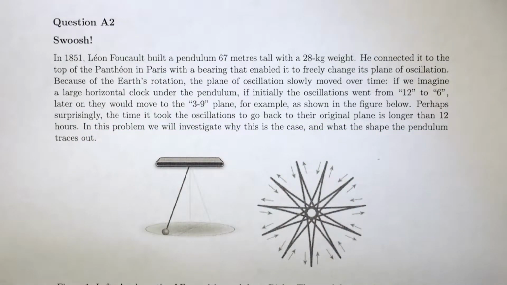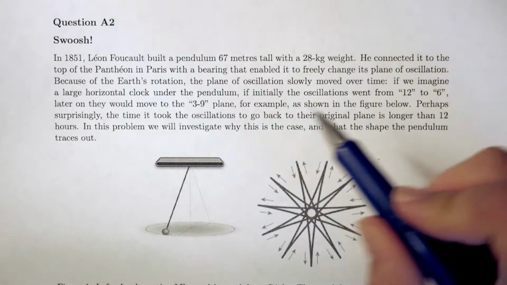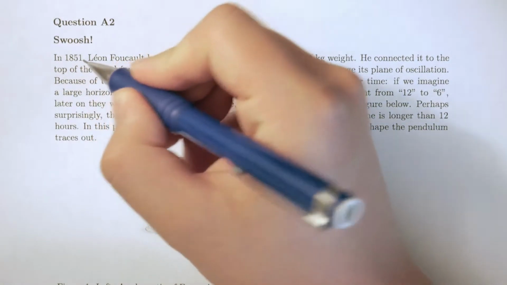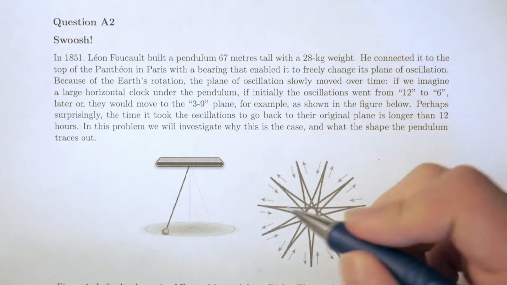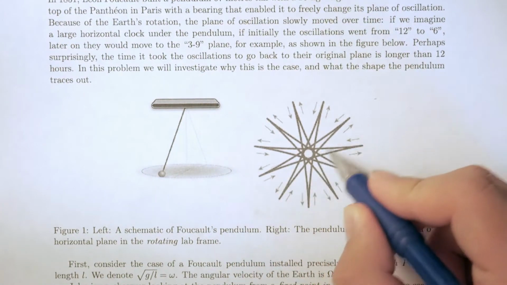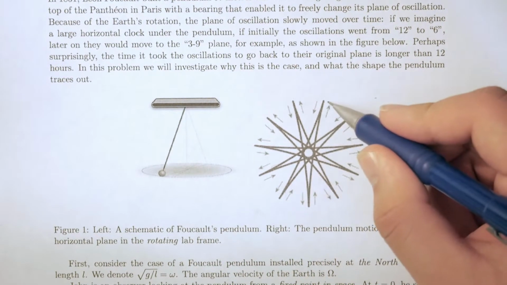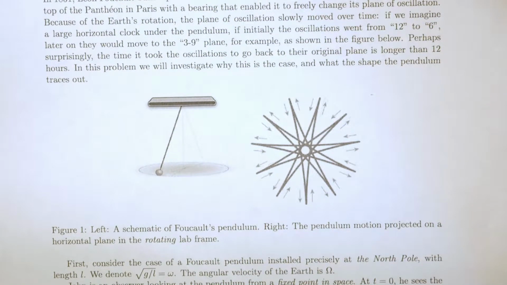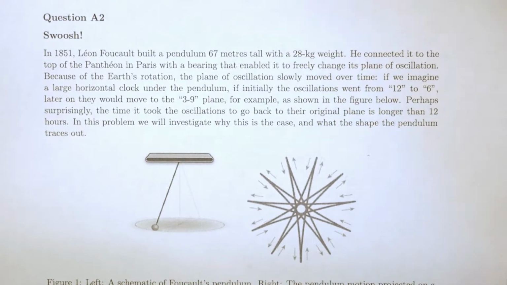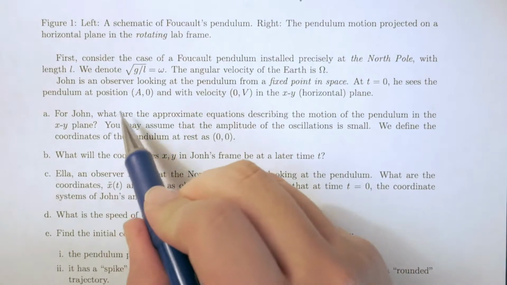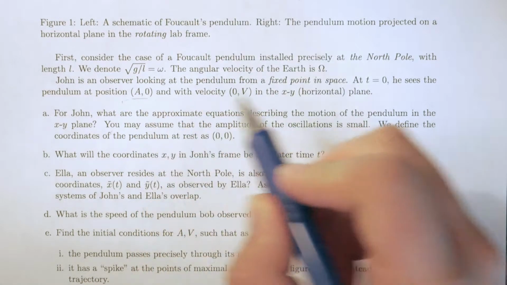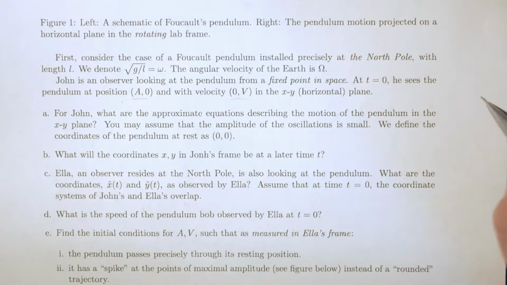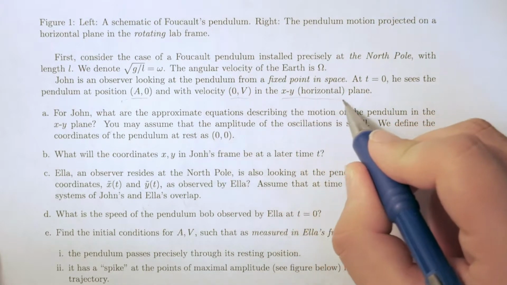Question A2 discusses a special type of pendulum called the Foucault Pendulum. Essentially, the first one was built in 1857, and the changing plane of oscillation, so every time it oscillates, the plane of oscillation would shift a little, was used to prove the rotation, the spinning of the Earth. First, we're given that the pendulum begins at a position A0 and with a velocity v0 in the xy horizontal plane.